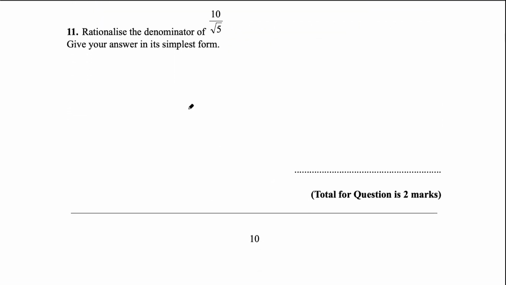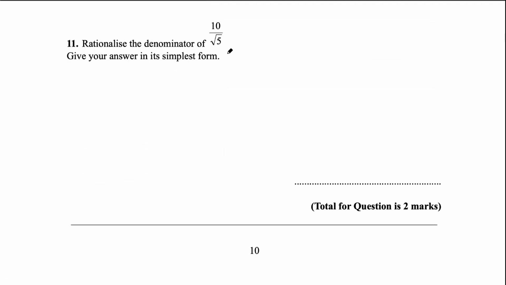Okay, next one. Question 11 says, rationalize the denominator of 10 over root 5. Give your answer in its simplest form. Okay, so another rationalizing the denominator. Should be pretty good at these by now. You need to multiply this by root 5 on root 5. 10 times root 5 is 10 root 5. 5 times root 5 is 5. And then that 10 divided by 5 would be 2. So final answer there is 2 root 5.